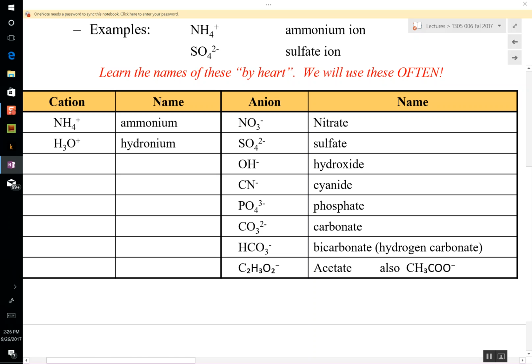And then nitrate. This has a +1 charge. This has a -1 charge. So, there's going to be a 1 and a 1. And so that is the formula. This is silver nitrate.